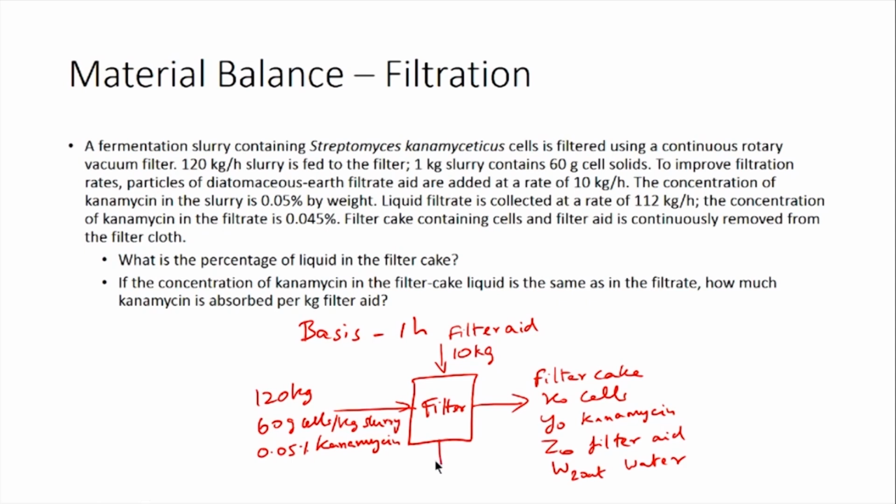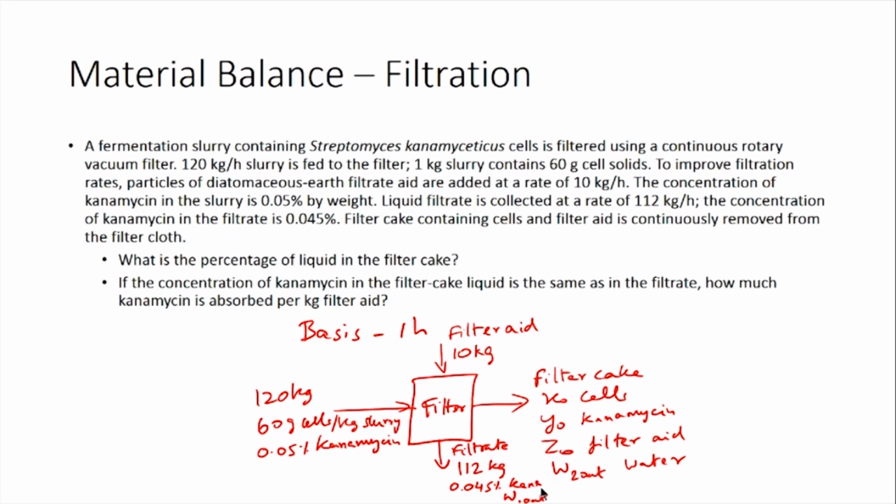So, the other stream is your filtrate. The filtrate would contain only the dissolved components and water. It has been given that the filtrate is collected at a rate of 112 kilograms per hour. So, considering the basis, I am writing this as 112 kilograms, and this contains 0.045% kanamycin and the rest is water, which I am just writing as W1 out. So, all the information that has been given to you in the problem has been entered into this flow chart.